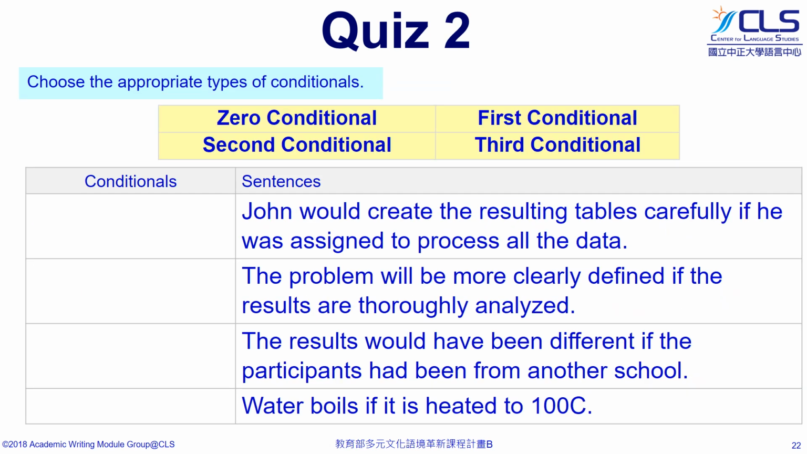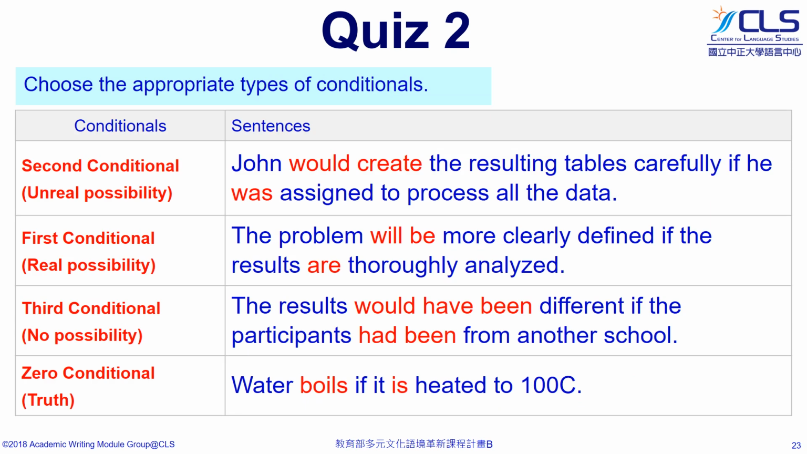Next, please choose the appropriate conditional types based on the sentences given. As we can see in the first sentence, past simple tense was is used in the if clause, while would and infinitive would create is used in the main clause to show an unreal possibility, which is possible but extremely unlikely to happen. In the second sentence, present tense are is used in the if clause, while future tense will be is used in the main clause to show the real possibility, which is possible and very likely to happen.